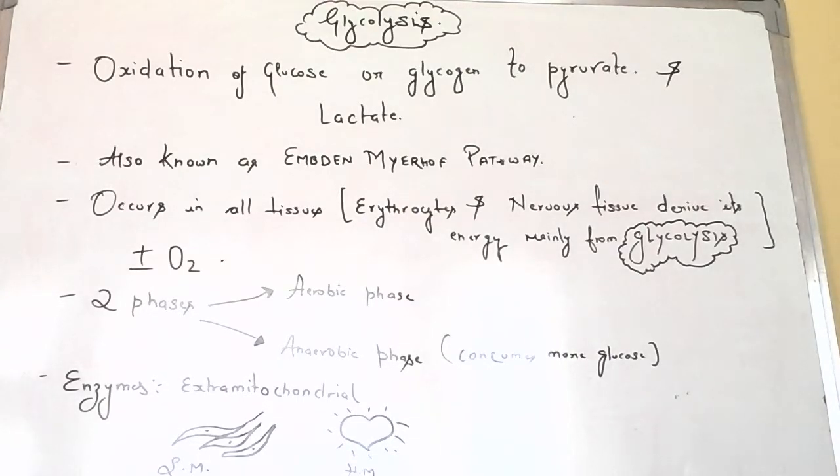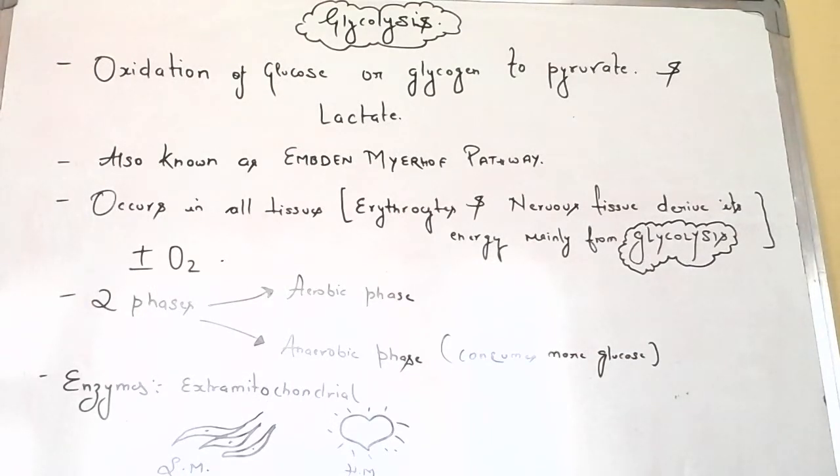So where does this process take place? It occurs virtually in all tissues, such as erythrocytes and nervous tissues. These are the tissues which mainly derive their energy from glycolysis. Why is this pathway very unique? Just because it can utilize oxygen if available, and it can also function in the absence of oxygen.